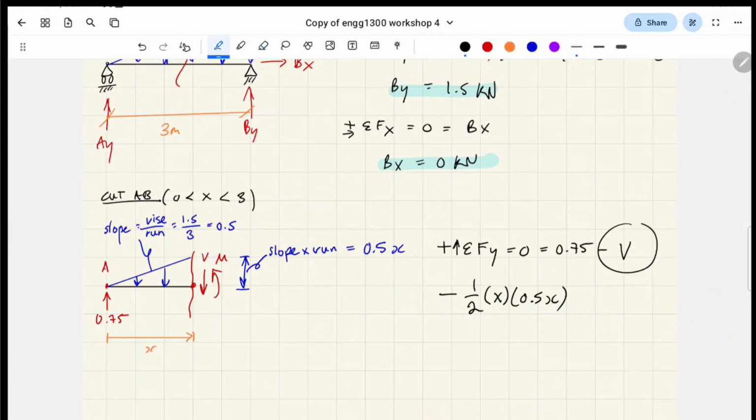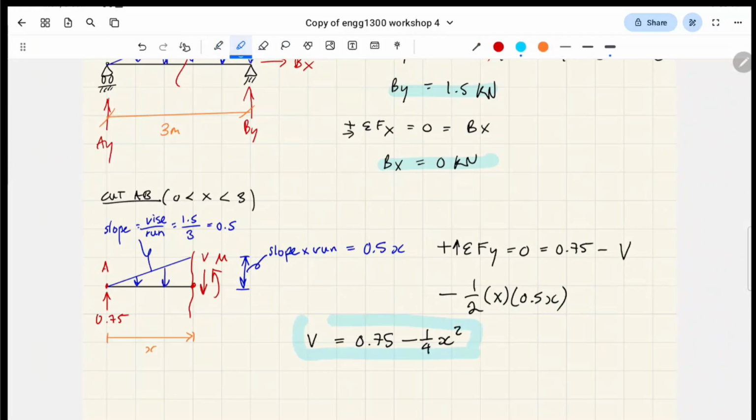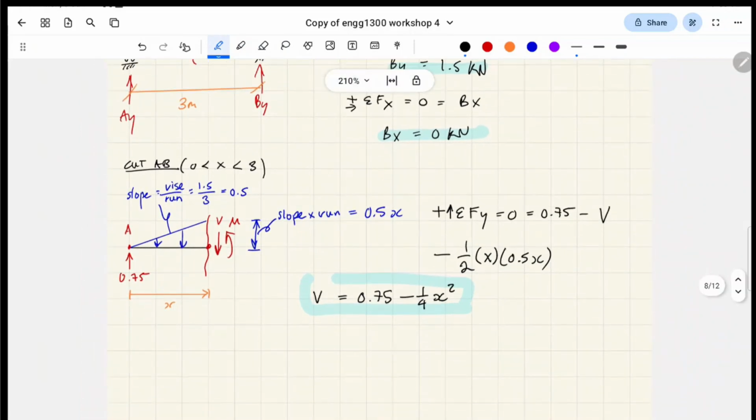When we solve for V, we get that V is equal to 0.75 minus 1/4 x squared. So we've managed to derive an expression, or function, which describes the shear force at any point along the beam. That's actually what we've been graphing with our graphical method, but we just haven't had to do all these steps to get there in the graphical method. But we haven't done the moments yet, so the moments are the next step.